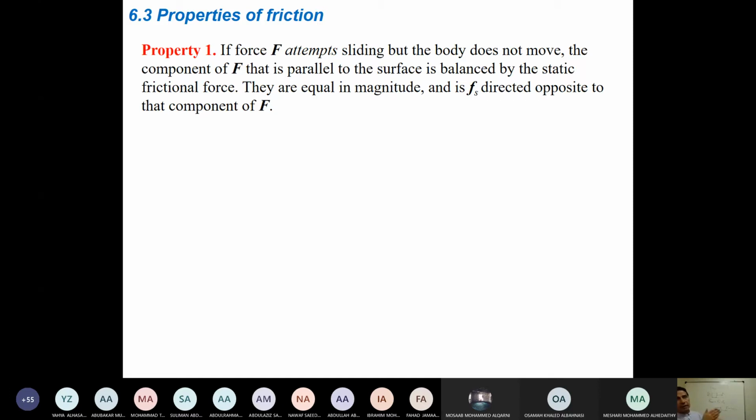So from one object to another object, it does matter, that is one thing. The second thing is the motion, it also does matter. And the heavier the object is, the more friction it will have.